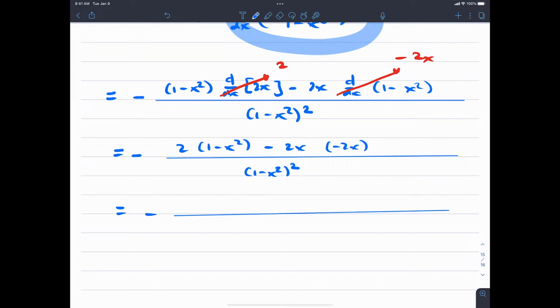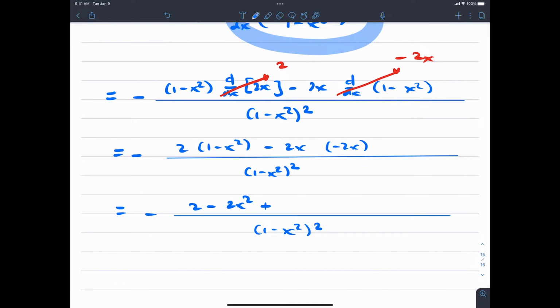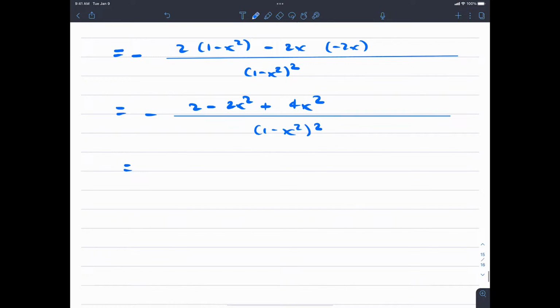That minus sign. So we get 2 minus 2x squared plus what? What is that? Is that 4x squared, right? You got that minus sign that was already out there. This will be 2. What is that? Is that plus 2x squared? Double check.